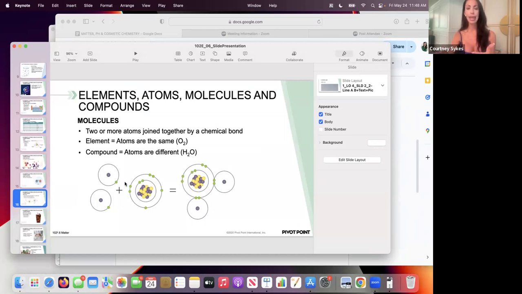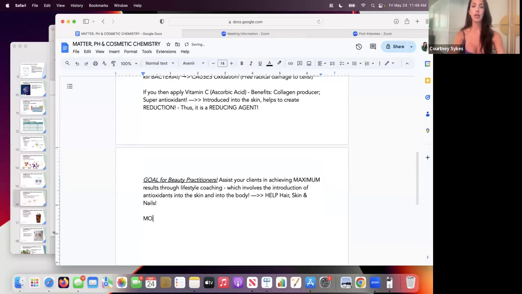Then a compound, atoms are of different elements. So H2O would be a compound molecule. Two atoms of hydrogen, one of oxygen. So as a review for your notes, molecules, there are two types.